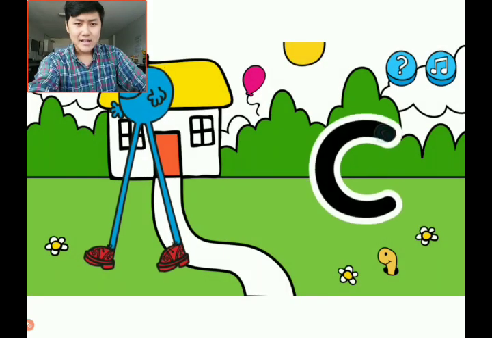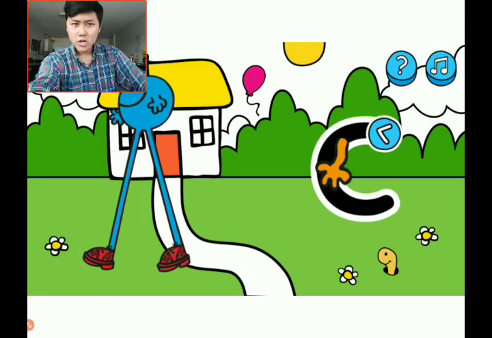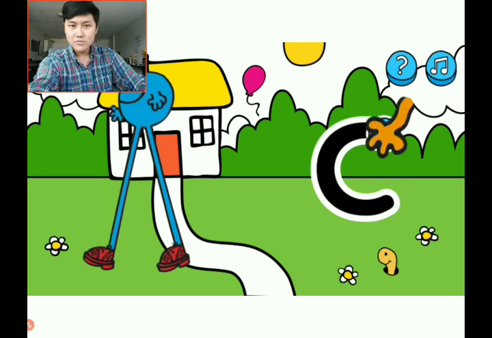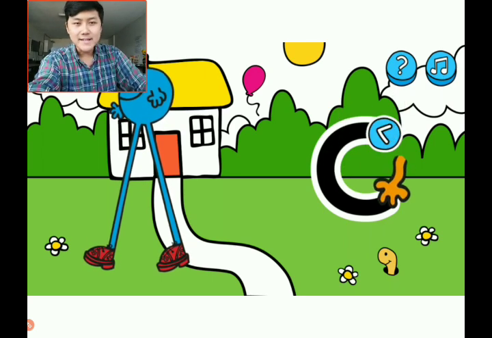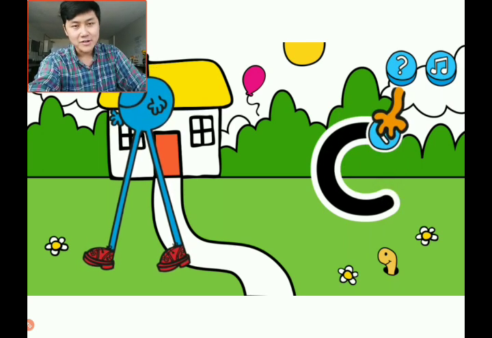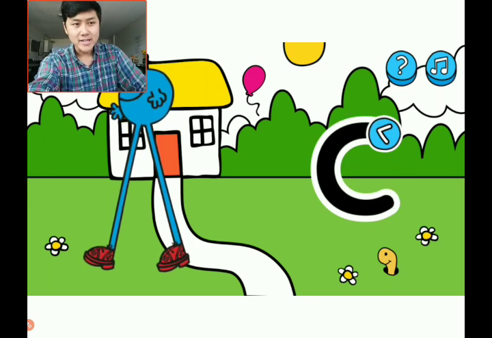Next up is the letter C, and that's Mr. Tall again with the long legs and the cool shoes. It looks like he's walking somewhere, which I'm sure, because his legs are so long, it'll probably take him like 3 steps to get to where he wants to go.